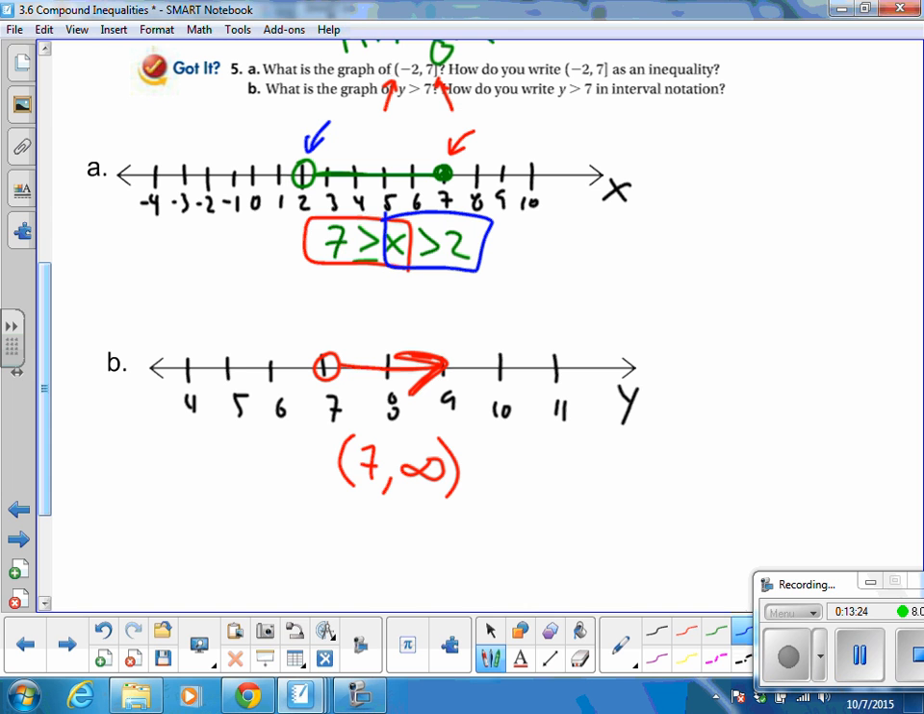When I look at the bottom here on B, I can see that 7 is an open circle. I indicate that with a parenthesis. And for my infinity, I'm going to use a parenthesis because there are no endpoints going on here.